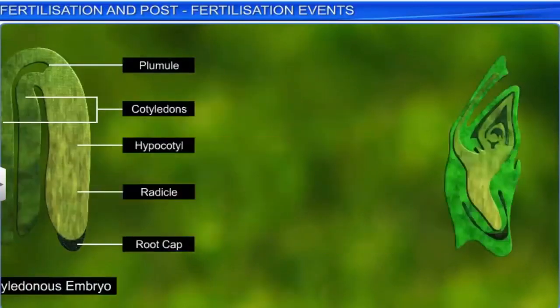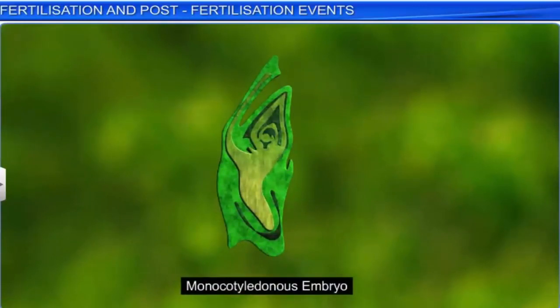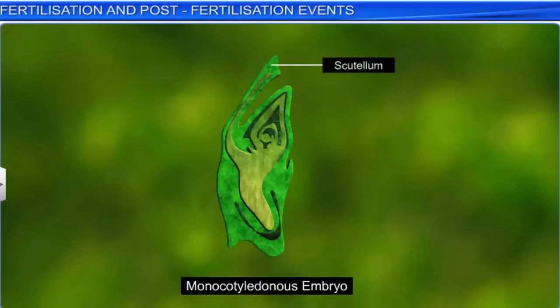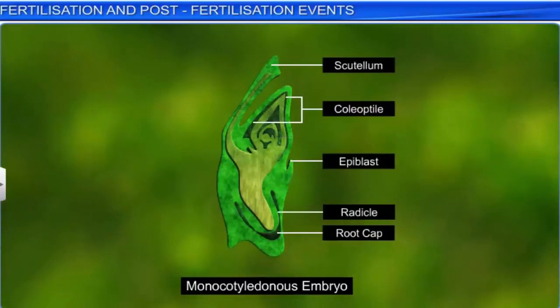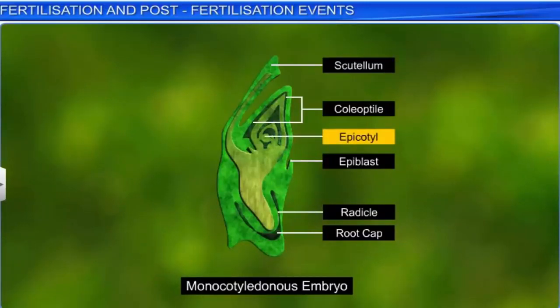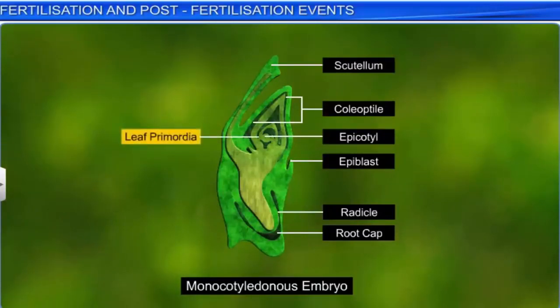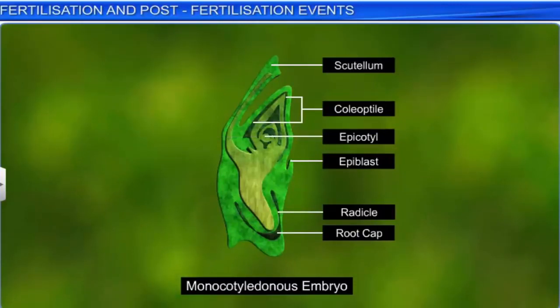On the other hand, a monocotyledonous embryo, commonly found in the grass family, has only one cotyledon called a scutellum, situated towards the lateral side of the embryonal axis. The upper portion of this axis, known as the epicotyl, lies above the attachment of the scutellum. The epicotyl has a shoot apex and a few leaf primordia enclosed in the coleoptile, a hollow foliar structure. The lower end of the embryonal axis has the radicle and root cap covered in an undifferentiated sheath called the coleorhiza.